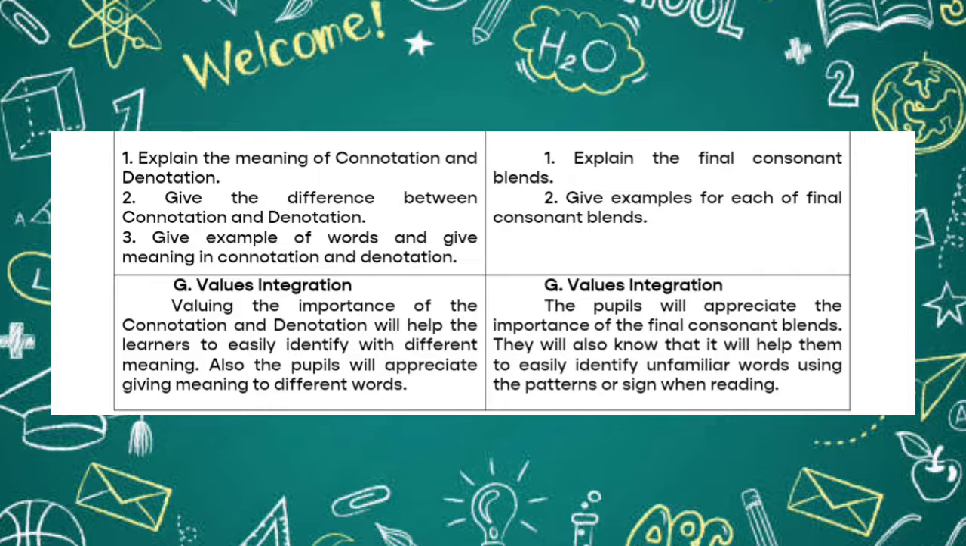Values integration of the grade 4 column. Valuing the importance of connotation and denotation will help the learners easily identify different meanings. Also, the pupils will appreciate giving meaning to different words. In the grade 5 value integration, the pupils will appreciate the importance of final consonant blends. They will also know that it will help them easily identify unfamiliar words using the patterns or signs when reading.